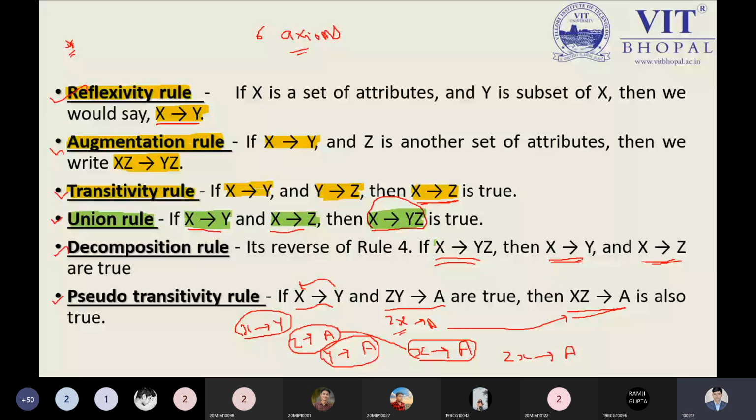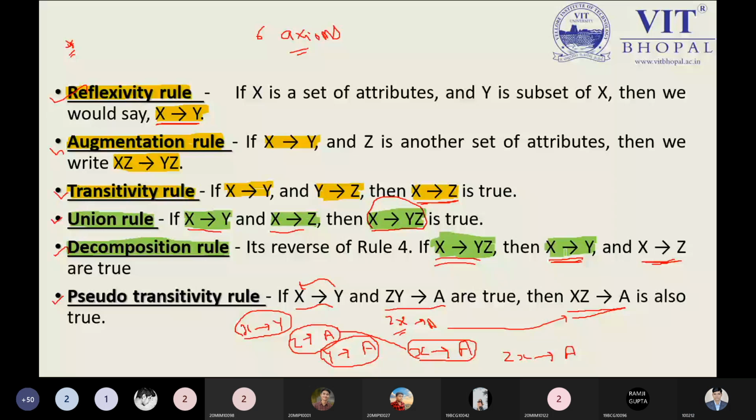Next, we have the decomposition rule. This is a most important point, and it is just the reverse of the union. You can note down from the slide: if X determines YZ, we can also use the decomposition rule to decompose the attributes. So we can say, directly or indirectly, it is just the reverse of the union rule.